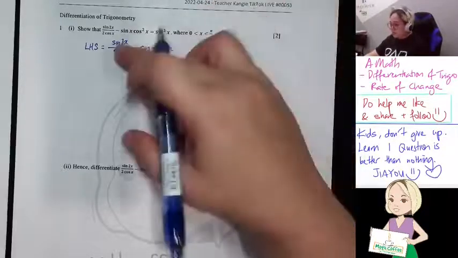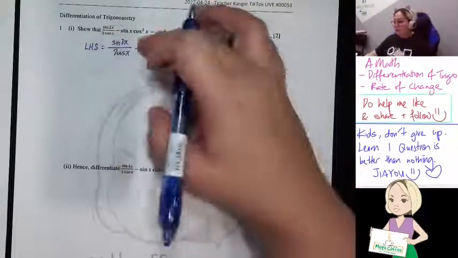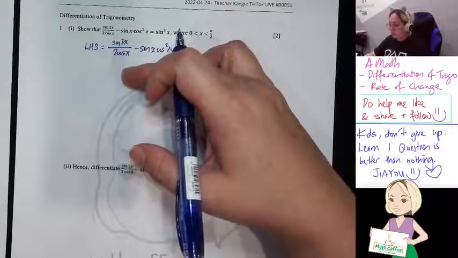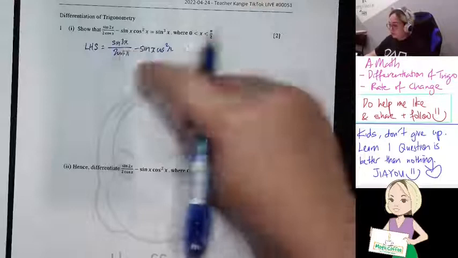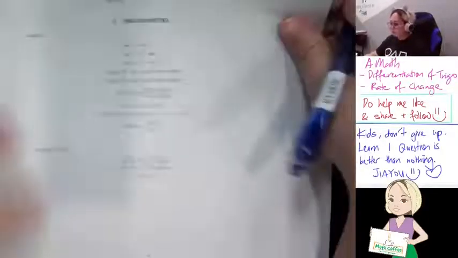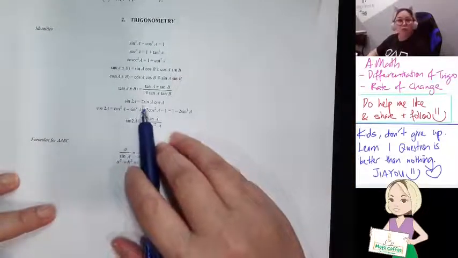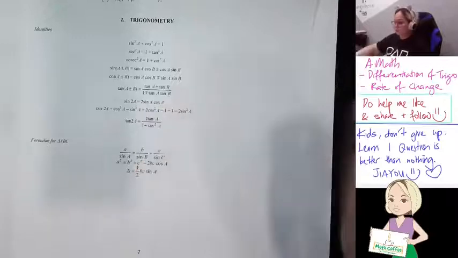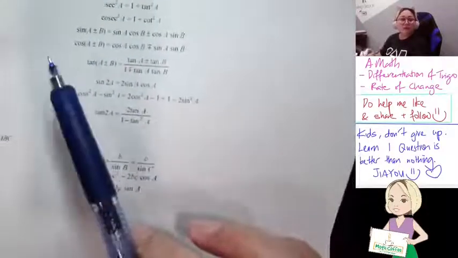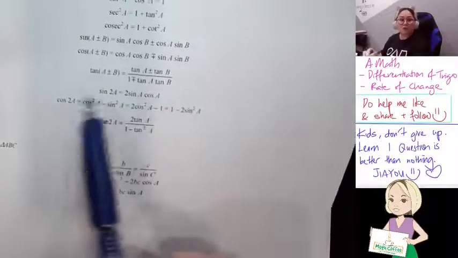Looking at the right-hand side, it is sine x. So it means that on my left-hand side, when I have a double angle, I'm going to apply the double angle formula to change them to 1x. Over here, I only have this sine 2x, which is a double angle. So looking at the formula sheet, we have sine 2a equals 2 sine a cosine a. So we're going to use this one.